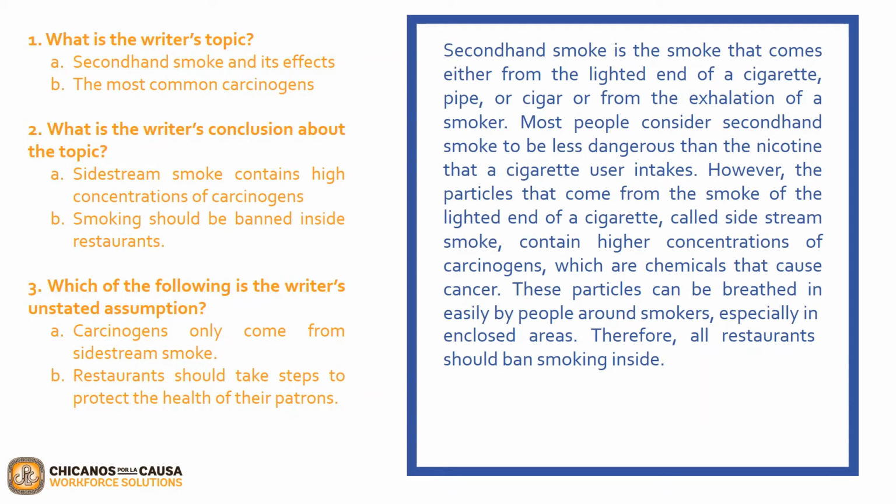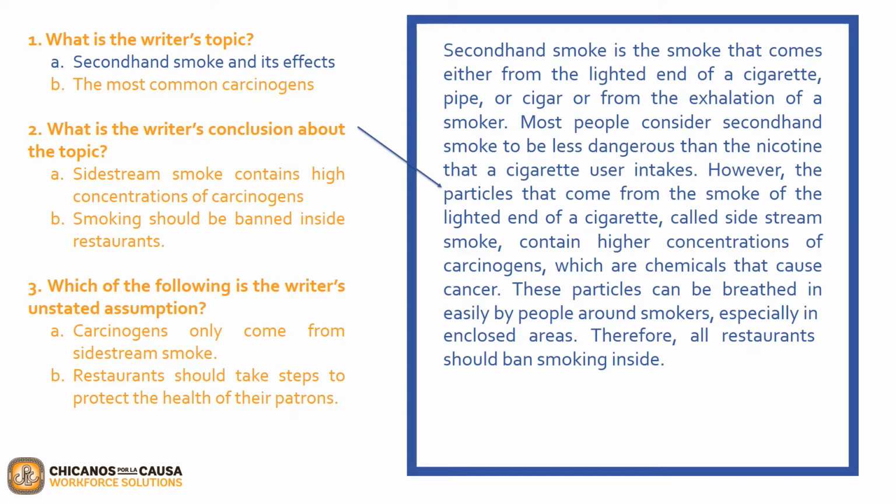The first question asks, what is the writer's topic? Is it A, secondhand smoke and its effects, or B, the most common carcinogens? The writer's main topic is focused on secondhand smoke throughout the passage. Carcinogens is only mentioned in the third sentence. Therefore, the correct answer is A.